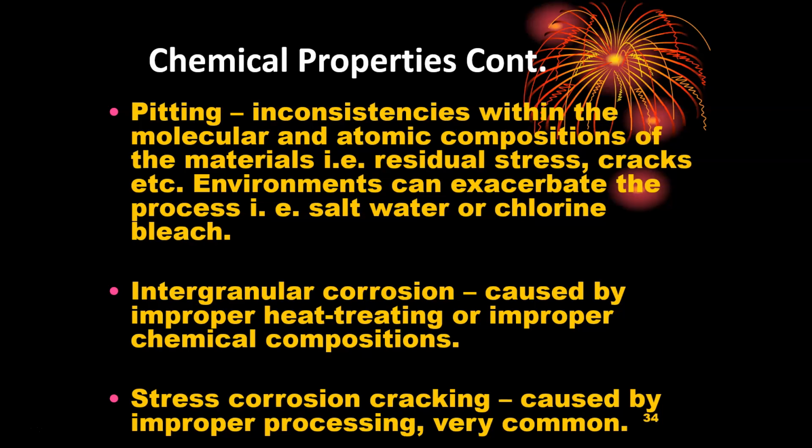Chemical properties continued. Pitting, inconsistencies within the molecular and atomic compositions of the materials, such as residual stress, cracks, and so on. Environments can exacerbate the process, such as salt water or chlorine bleach. Intergranular corrosion, caused by improper heat treating or improper chemical compositions. Stress corrosion cracking, caused by improper processing, and this is very common.